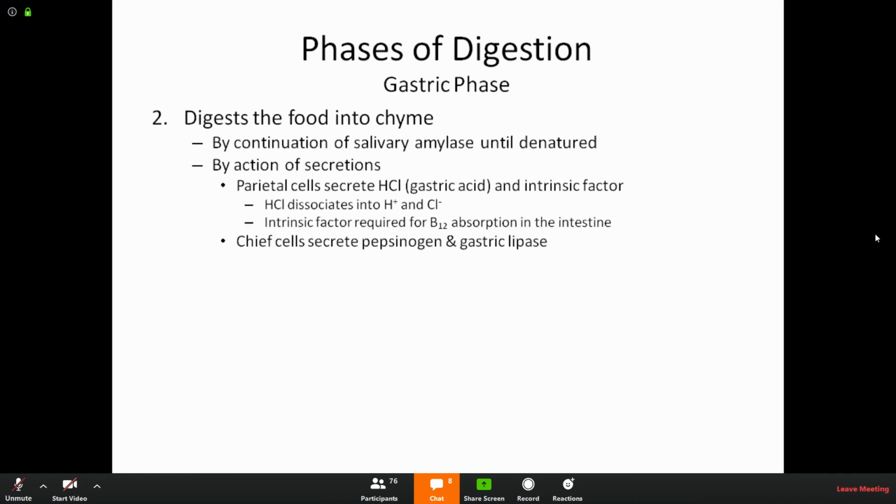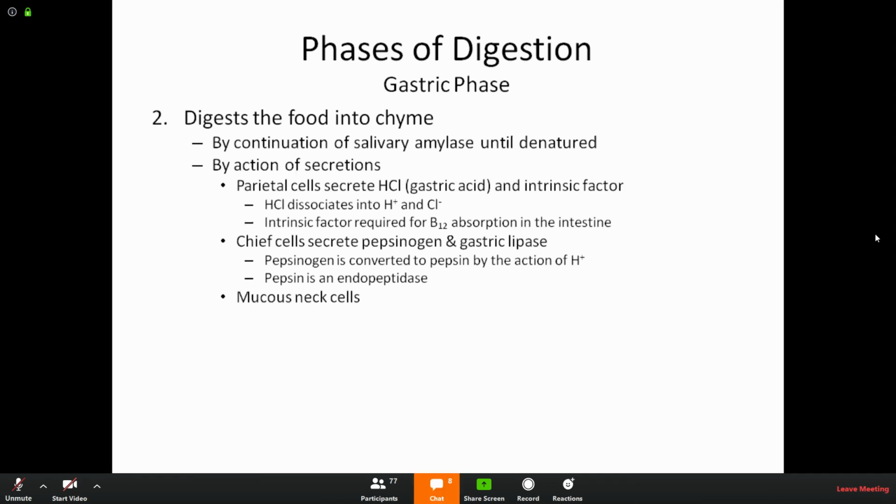So in the stomach, due to the action of the salivary amylase, there is the digestion process going on. Protein digestion is also occurring because of the pepsin, and the lipid digestion also occurs due to the action of the lipase. Pepsinogen is converted to pepsin by the action of hydrogen ion. Pepsin is an endopeptidase, and it cleaves the peptides.